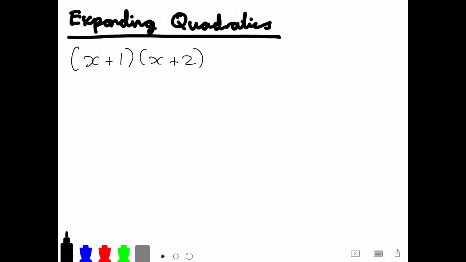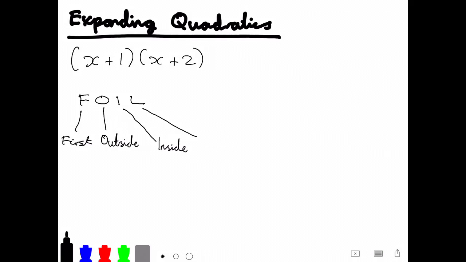So the method we're going to be using today is called FOIL. FOIL is F-O-I-L, and F stands for first, then O stands for outside, I stands for inside, and L stands for last. First, outside, inside, last. Okay? So what does this even mean?